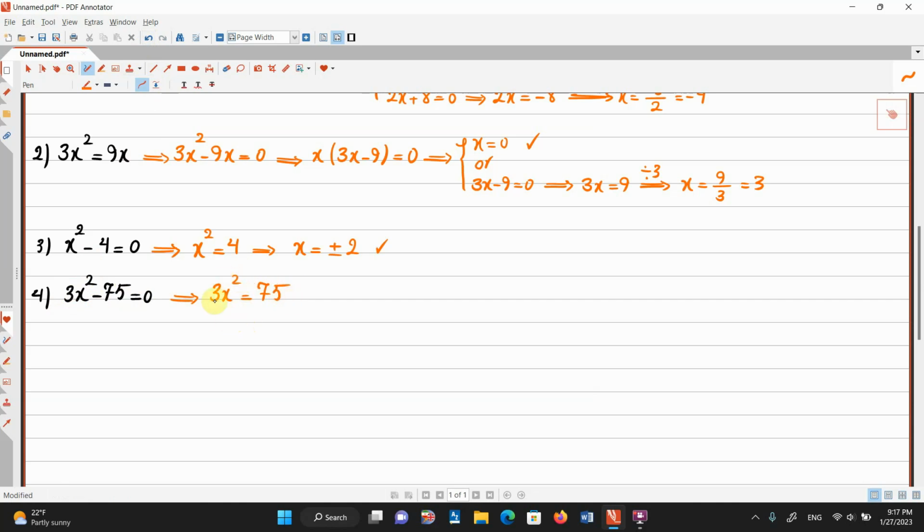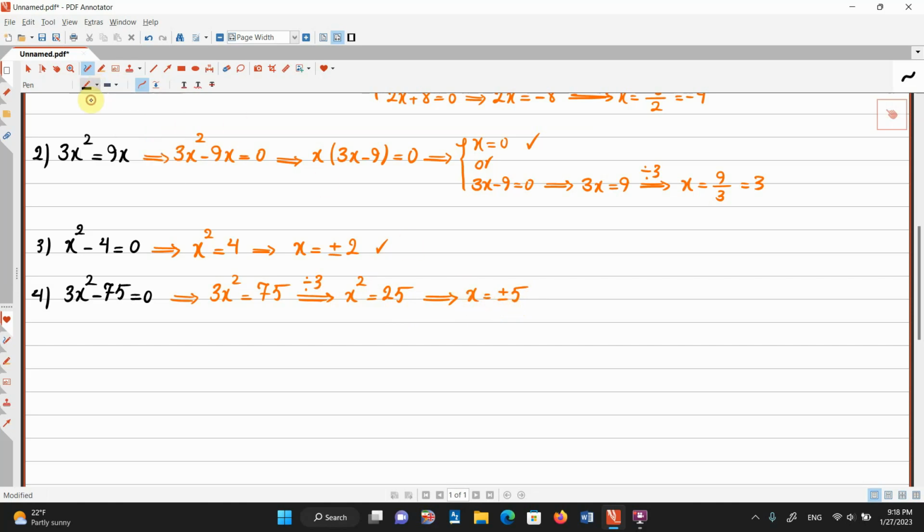As you see, we have a quadratic term on the left side, but x squared is not alone yet. Then we should have x squared alone. How can we do it? By dividing both sides by 3. If you divide both sides by 3, you will reach x squared equals 25. Now x squared is alone, and it is time to take the square root of both sides. If you take the square root of both sides, you will have x equals positive and negative 5. And you got the solutions. This simple.